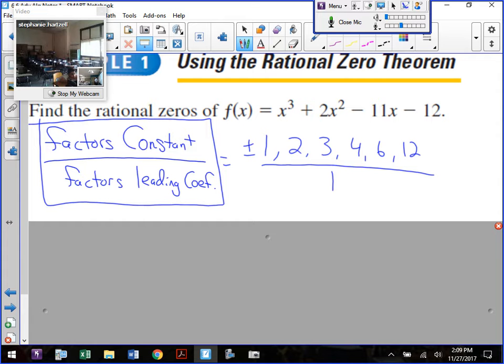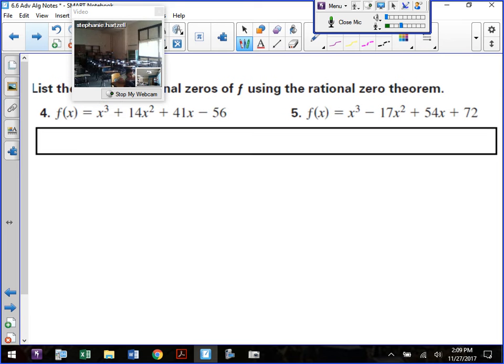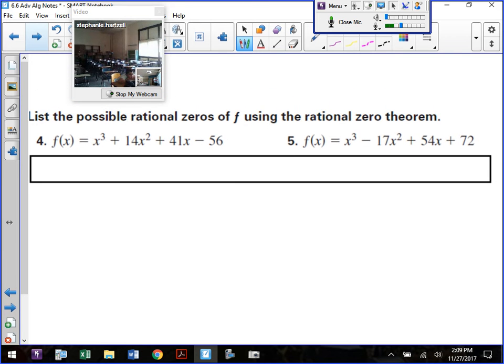We're not finding them, we're not worrying about that, we're just going to do that for right now. Not terrible. The worst thing that's going to happen is you're going to have to remember how to find zeros. For example, let's move this all down. List the possible zeros for the following: x cubed plus 14x squared plus 41x minus 56.